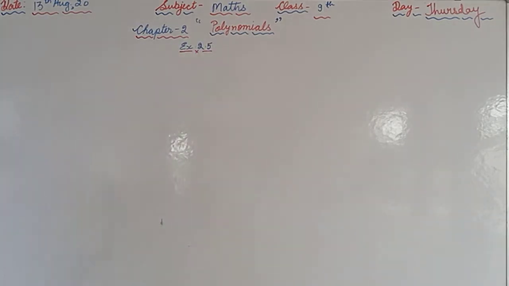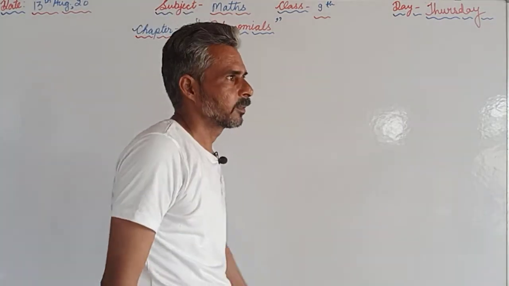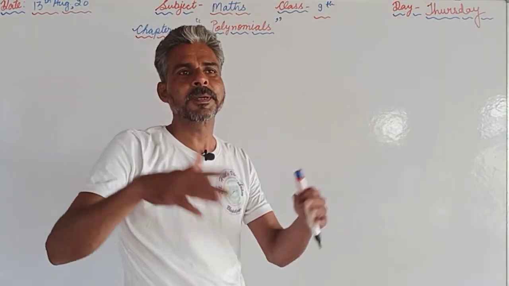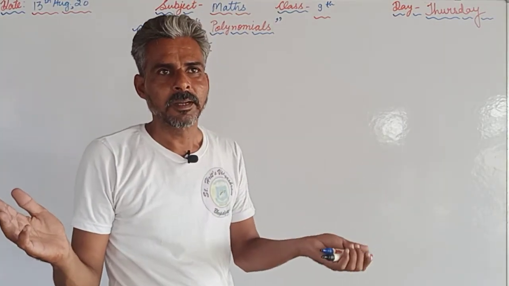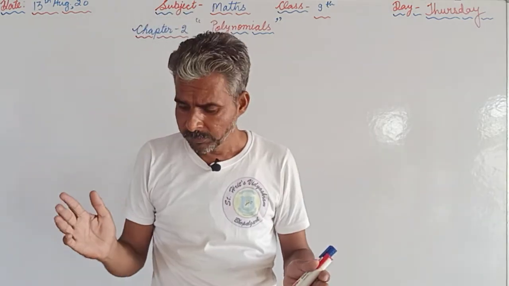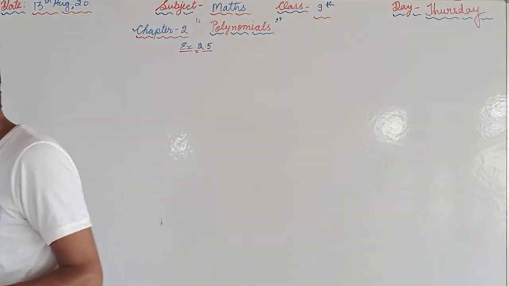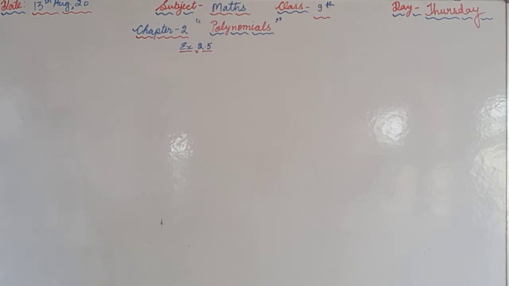Question number 2. In question number 2, we are supposed to write the following in the expanded form, that is the reverse of the first one. In the first one the question was given in the expanded form, and we were supposed to write it in the factor form. Here it is given already in the factor form, and we are supposed to write it in the expanded form.